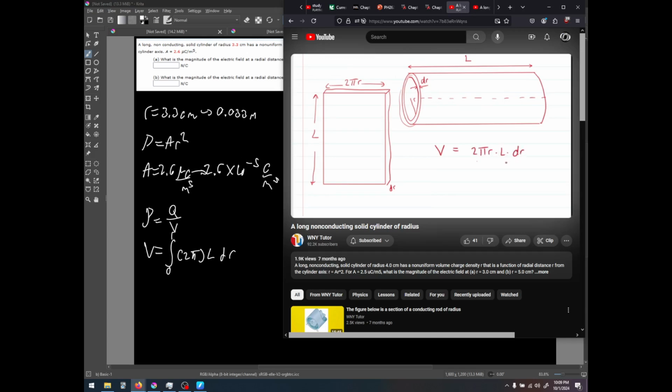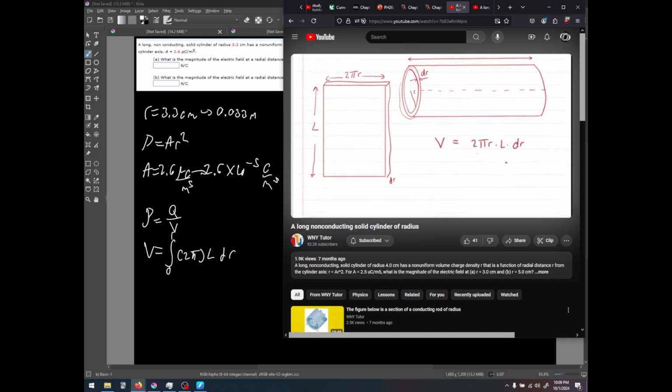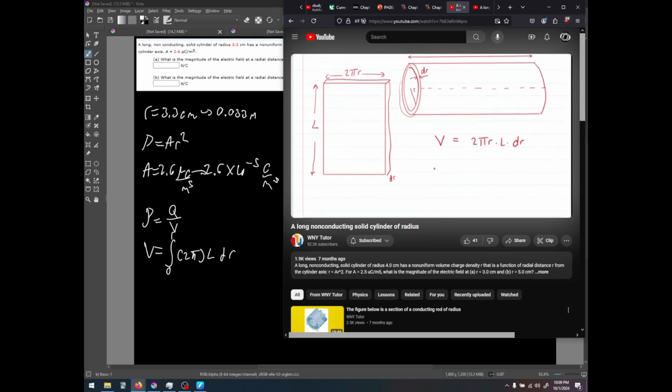That's going to be the volume of this cylindrical shell. And we don't want just the volume, we want the charge. Let's move on to the charge, and we're going to call that charge dq. The reason we're saying dq is because it's a tiny amount of charge. Remember, this shell that we're looking at is very tiny, so the amount of charge on it would also be tiny.